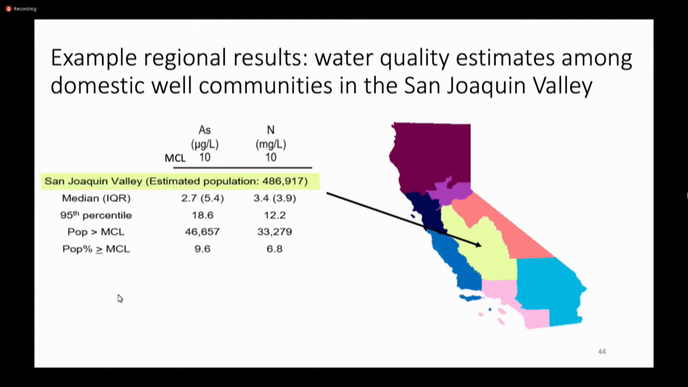Here I'm showing you regional results for the San Joaquin Valley, where our data suggests that over 487,000 people rely on a domestic well. Over 33,000 domestic well users live in areas where the source water may exceed the MCL for nitrate. And over 46,000 domestic well users live in areas where the source water may exceed the MCL for arsenic.